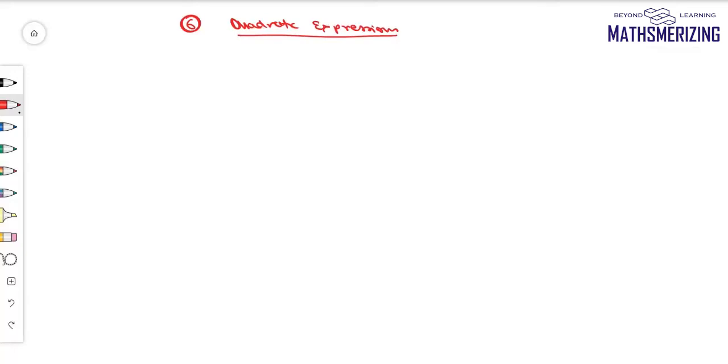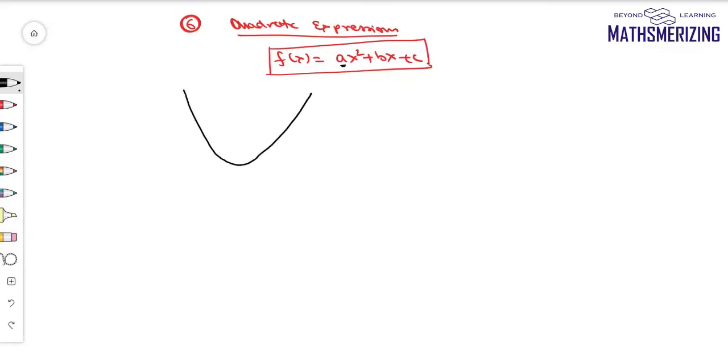So a quadratic expression is given by ax² + bx + c. Depending on the sign of this a, this graph is going to represent a parabola, either opening upwards or opening downwards. If a is greater than 0, then it is a parabola opening upwards, and if a is less than 0, then it is a parabola opening downwards.